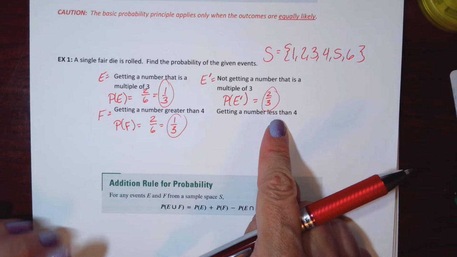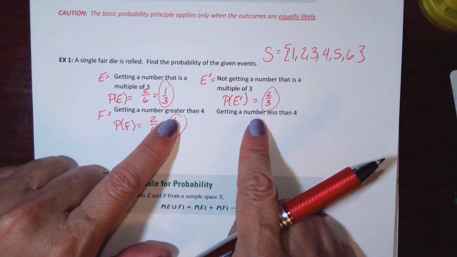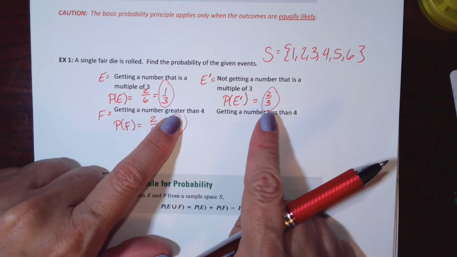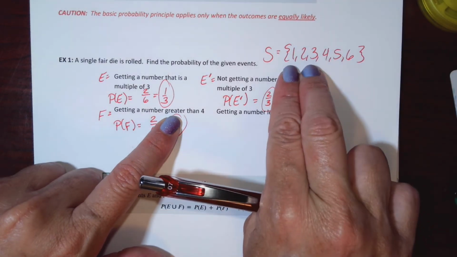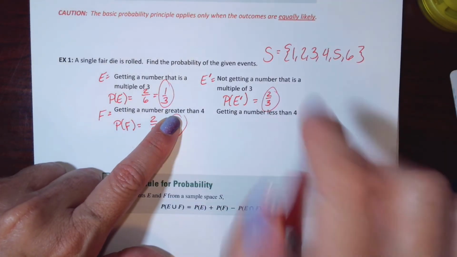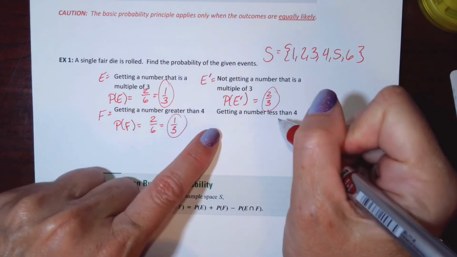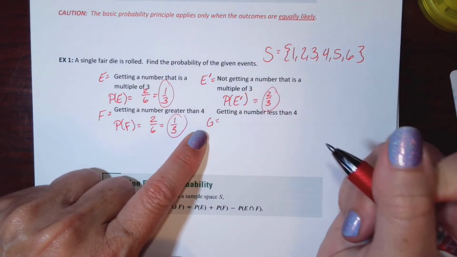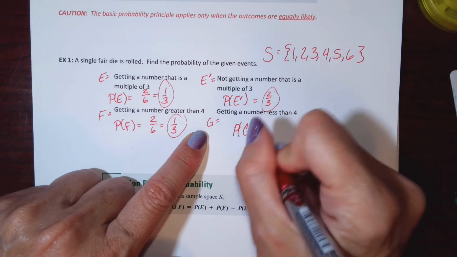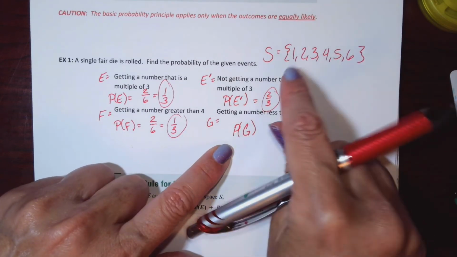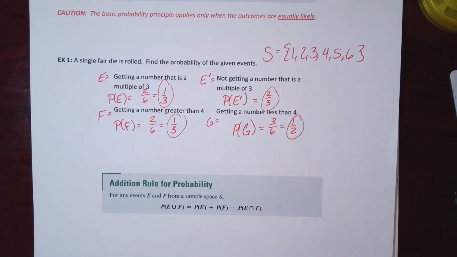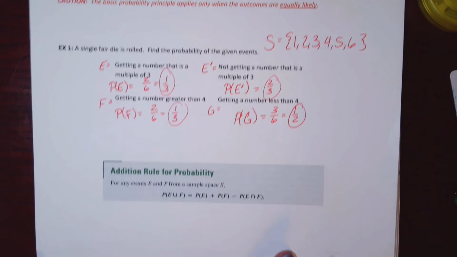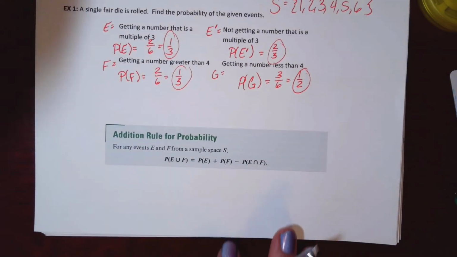Getting a number less than 4. Now we need to decide if these two events are complements. Greater than, less than, what about equal to? Numbers less than 4 are these three numbers. I've just left 4 out. So I can't call this F prime, I can call this event G. The probability of getting a number less than 4, event G, is going to be 1, 2, 3 out of 6, or 1/2. So be careful, pay attention when you're figuring out if events are complements of each other.